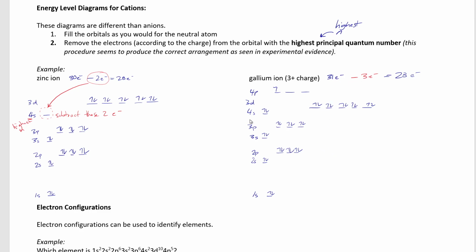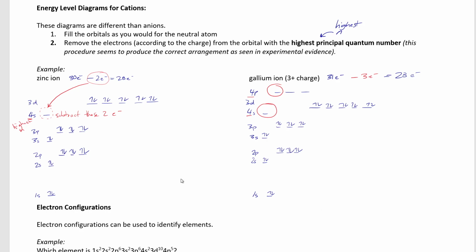So remember that we have to look for the highest principal quantum number, that's 4, and we will then subtract 1 from here and 2 from here, and that will give us the correct electron configuration or energy level diagram for the gallium ion.